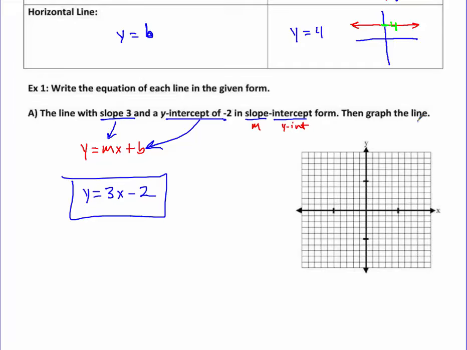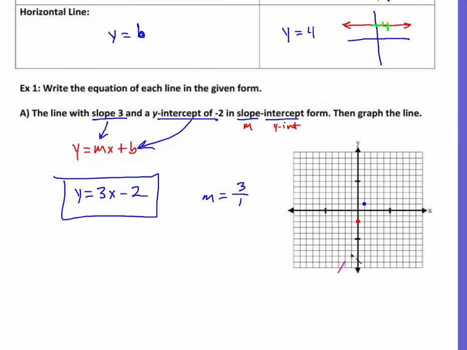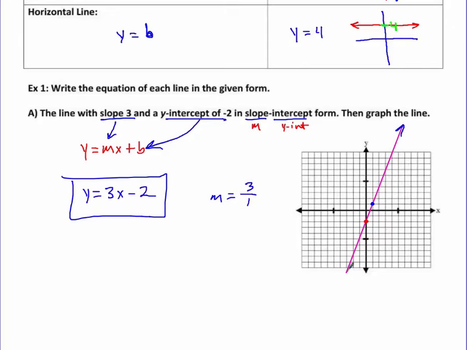Now we say graph the line. Well, we know the y-intercept is -2. So on the y-axis, we're going to go to -2. And we know that our slope is going to take us, because our slope is 3, up 3 over 1. So we'll go up 3 from this point, 1, 2, 3, and over 1. All right, so there is our line. That's as easy as that.